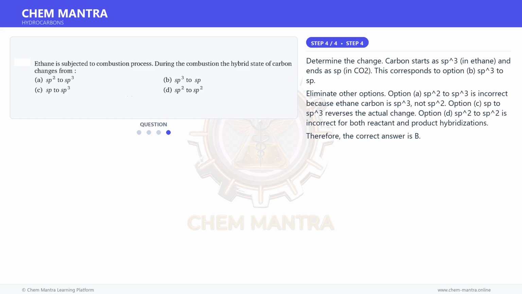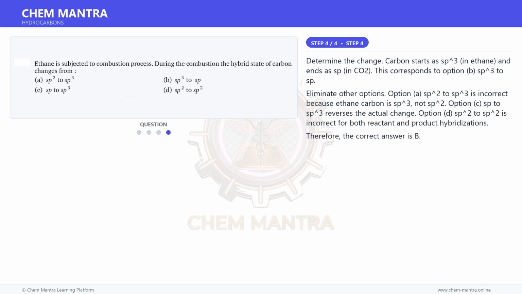And for the final step, determine the change. Carbon starts as sp3 in ethane and ends as sp in CO2. This corresponds to option B, sp3 to sp.